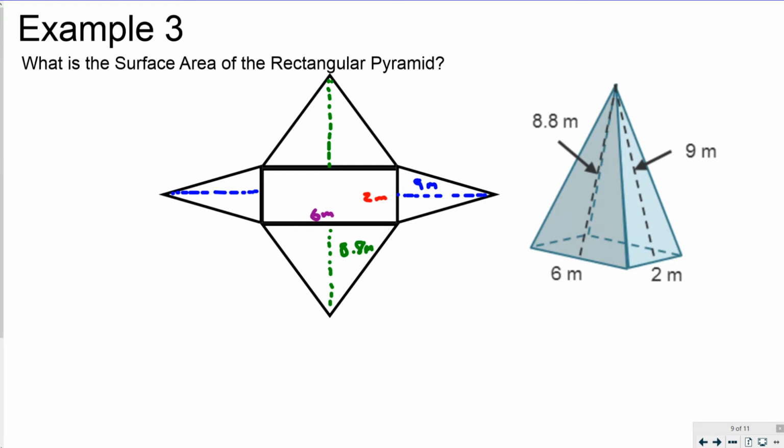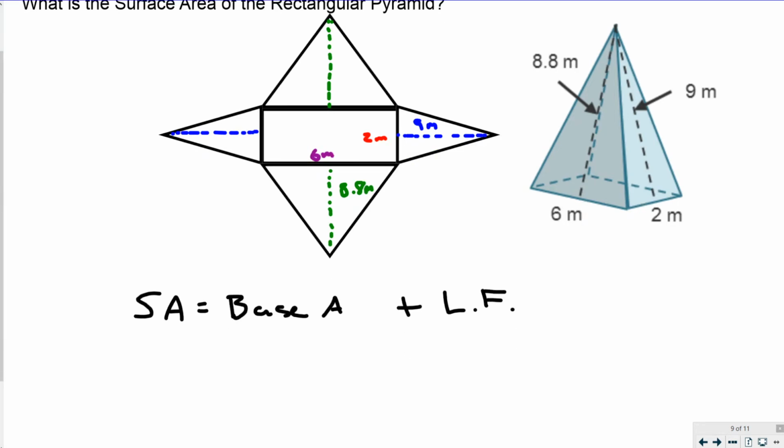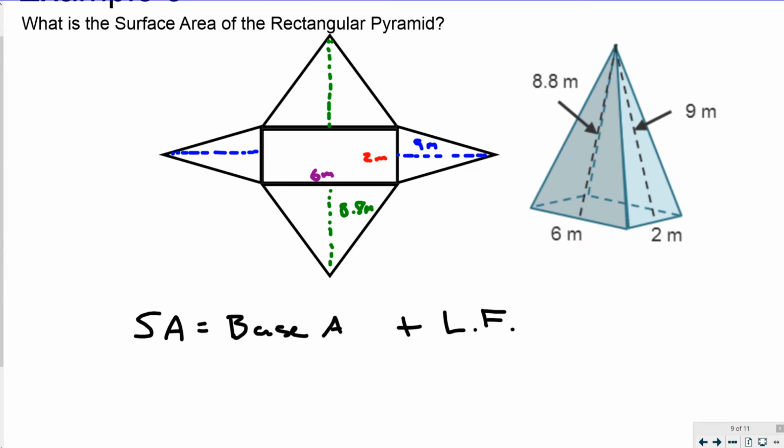So I can go ahead and start writing out my formula for surface area. The formula for surface area is equal to the base area plus the lateral faces. I'll write LF for short. I have a rectangle on the base with a base of 6 and a height of 2. So the surface area is going to be equal to 12 meters for the base. Again, it's the 6 meters times 2 meters. That makes the area of the rectangle.